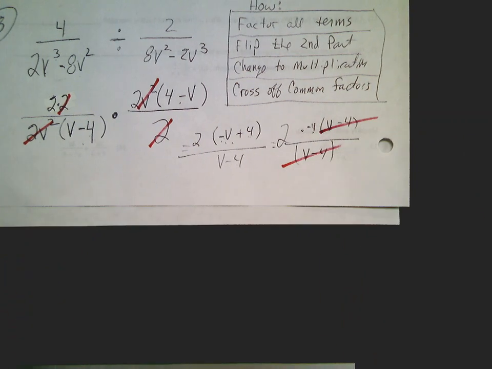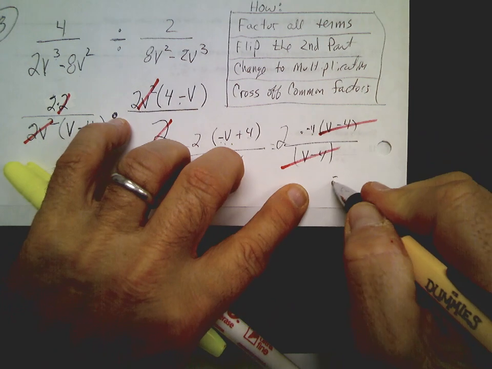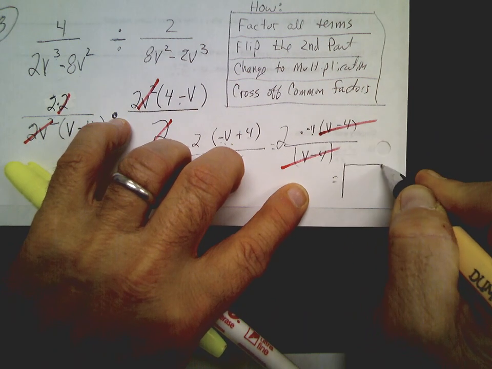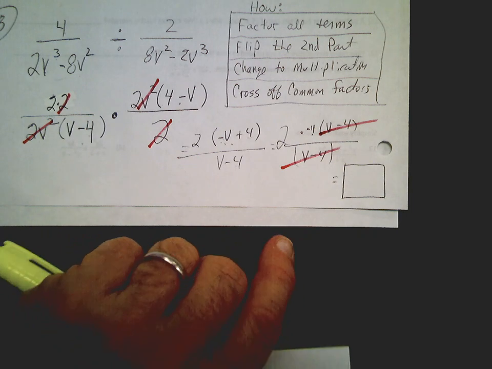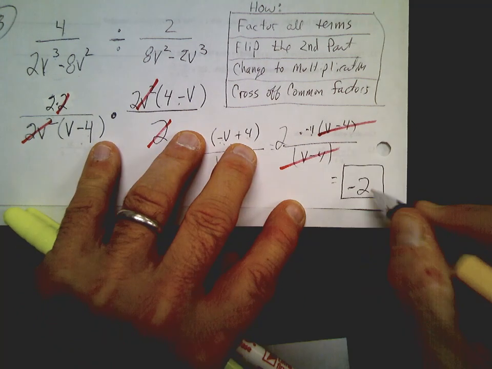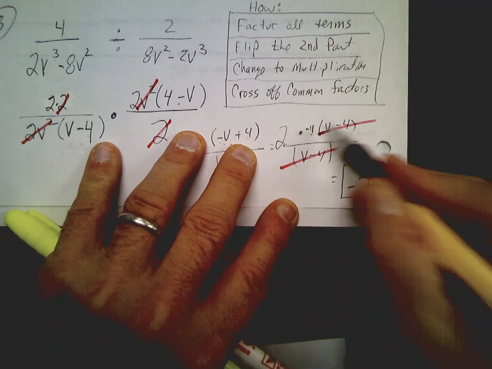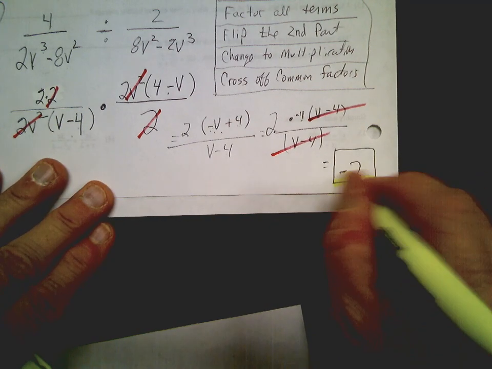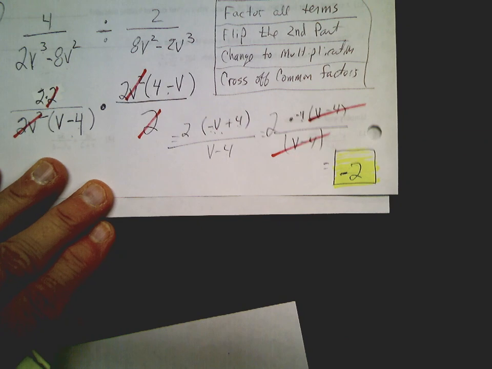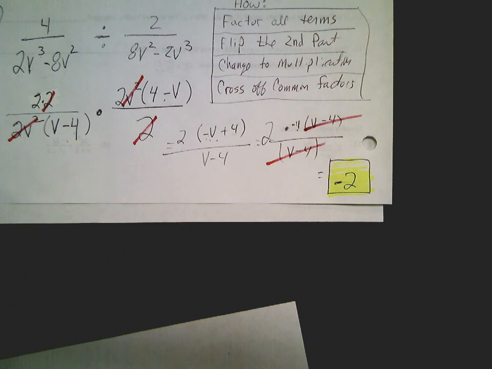And back to Allie Keller. Can you give me the final answer, Allie Keller? Actually, it would be negative 2 because it's 2 times negative 1. So the answer would be negative 2 on that problem. Okay.